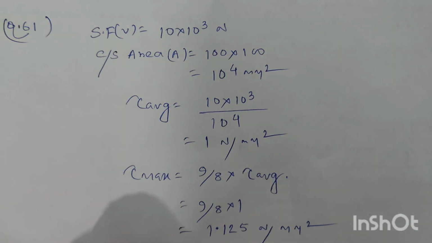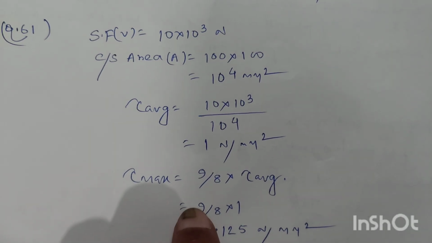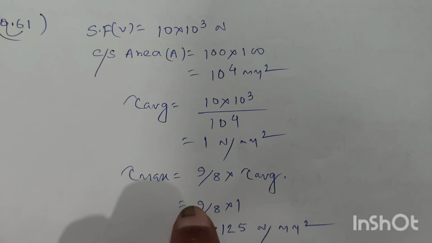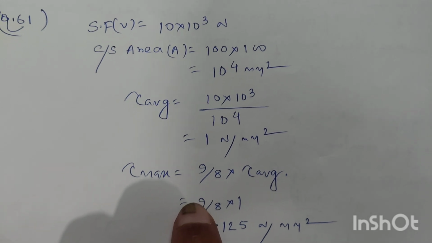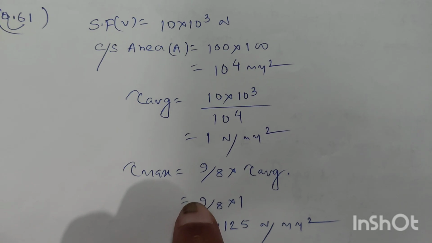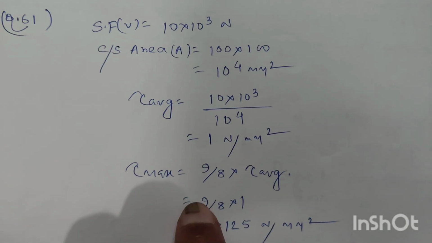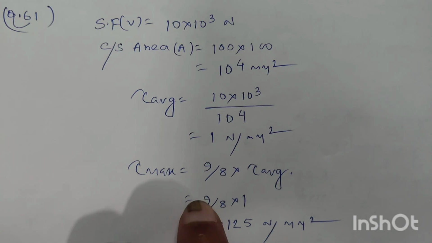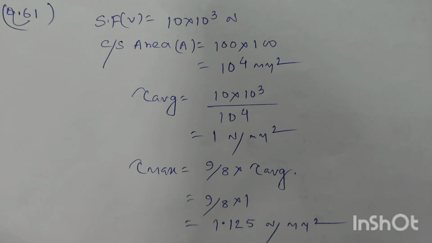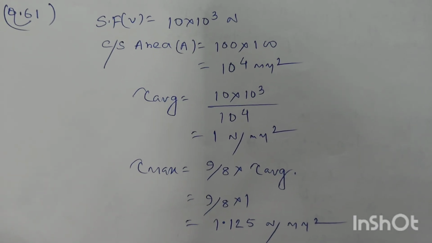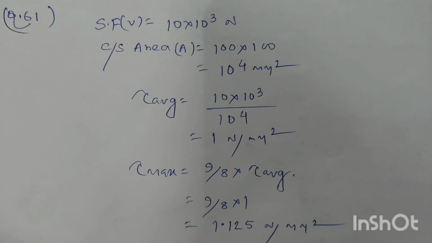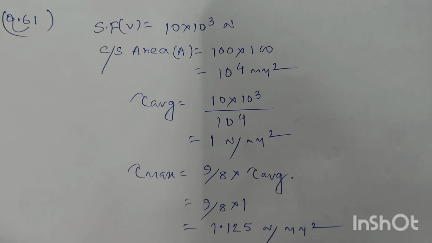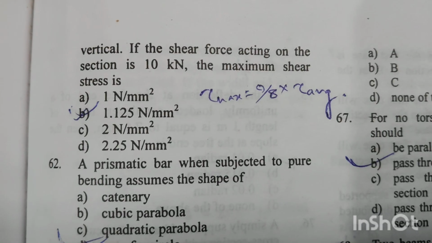And tau average, the average shear stress, will be equal to shear force divided by the cross sectional area of the beam. So 10 into 10 to the power 3 divided by 10 to the power 4 equal to 1 Newton per millimeter square. And to get the maximum shear stress tau max, we have to multiply this average shear stress by 9 by 8. So tau max will be equal to 9 by 8 into tau average, 9 by 8 into 1 equal to 1.125 Newton per millimeter square. Option B is the right answer.